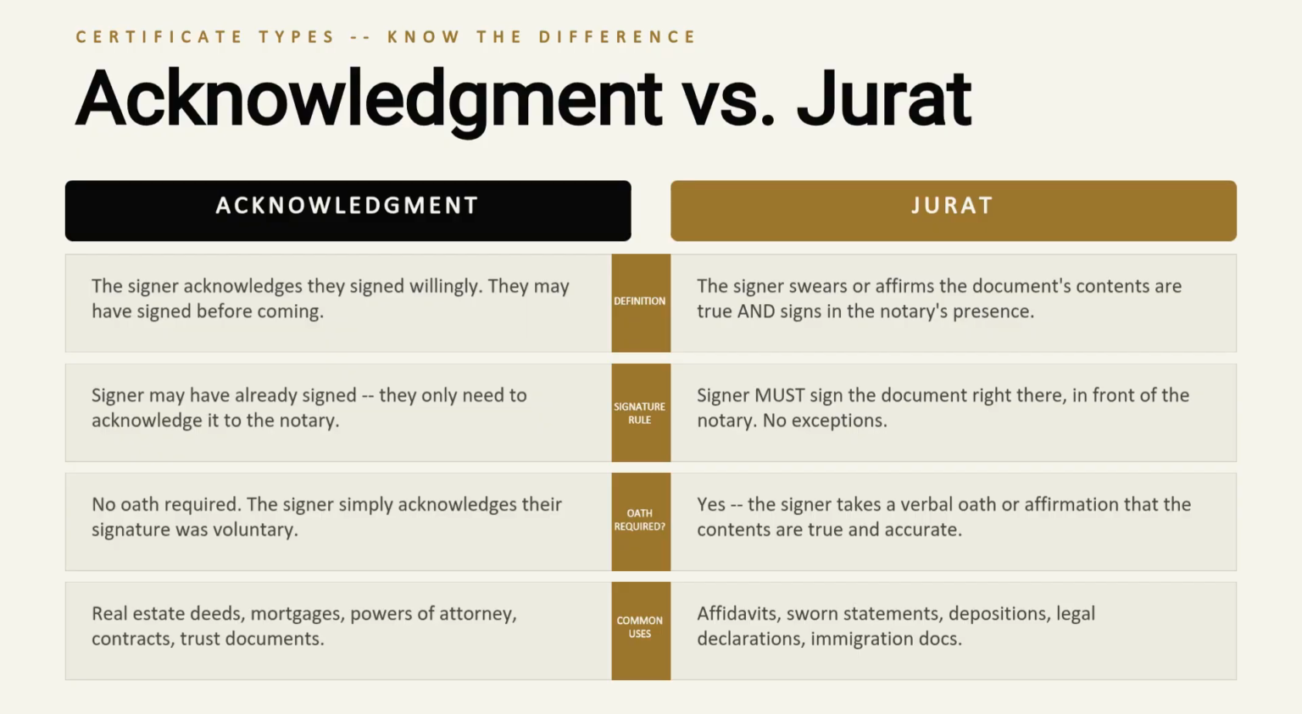Understanding the difference between acknowledgment and jurat is crucial. Using the wrong notarial certificate type can legally invalidate a document. An acknowledgment simply confirms the signing was voluntary. A jurat goes further, requiring an oath and the signature to be made in the notary's presence. When in doubt, the signer's attorney or the requesting institution should specify which type is needed.